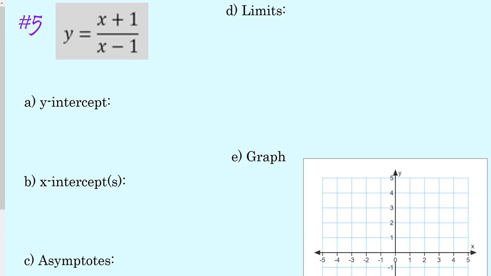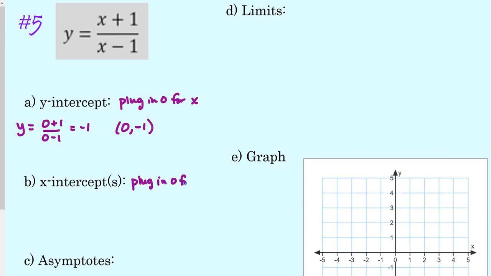Okay, what we're going to do is find the y-intercept, the x-intercepts, as well as the asymptotes, the limits, and draw the graph. So to find a y-intercept, no matter what, you always plug in 0 for x, no matter what kind of function you have. So if I plug in 0 for x, I get y equals 0 plus 1 over 0 minus 1, and that's negative 1. So the point is (0, negative 1). To find an x-intercept, you always plug in 0 for y. So that would give us 0 equals x plus 1 over x minus 1.